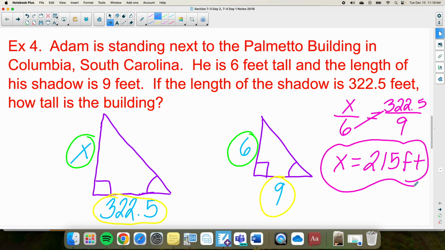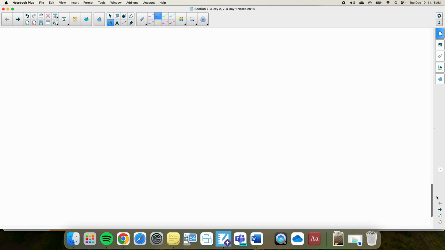So I had the proportion of 6 over 9 equal to X over 322.5, and I got the same answer. Correct. Okay. This ratio can be written so many different ways. So you went green over yellow equals green over yellow. Yeah, because the way I was thinking of Adam's height in relation to his shadow is equal to the building's height in relation to its shadow. Yep, absolutely.